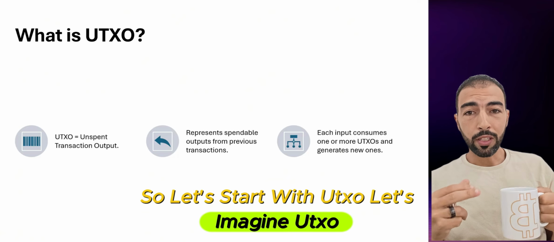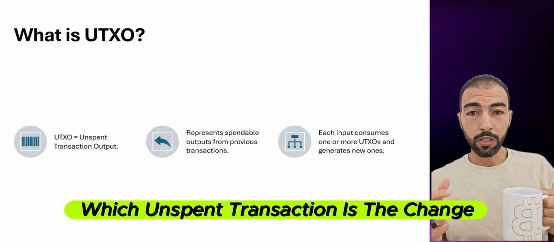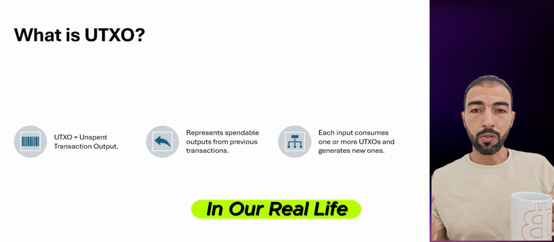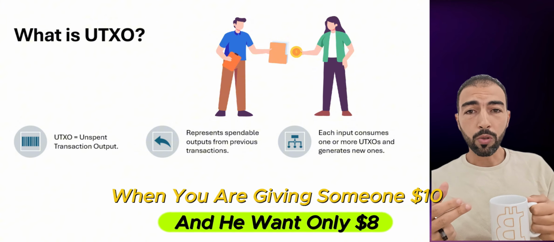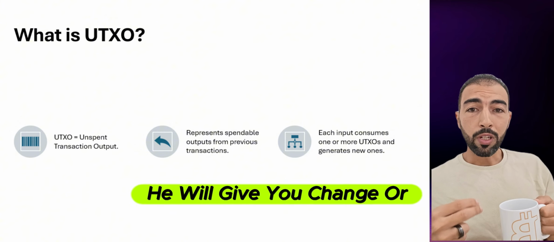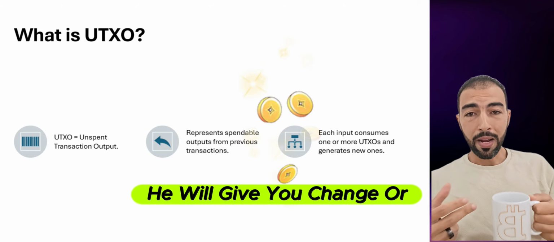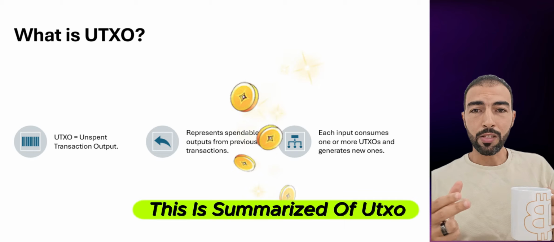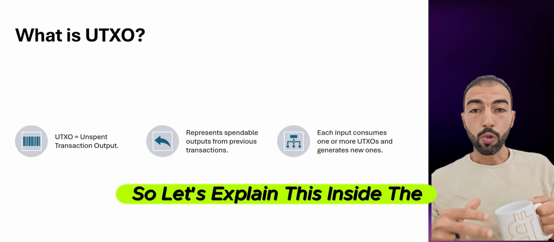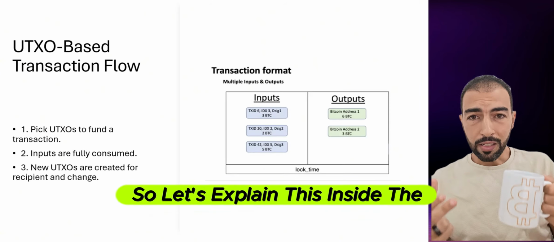Let's imagine UTXO, which is an unspent transaction output, as the change in our real life. When you are giving someone $10 and he wants only $8, he will give you change, or back to you $2. This is a summary of UTXO. So let's explain this inside the blockchain.